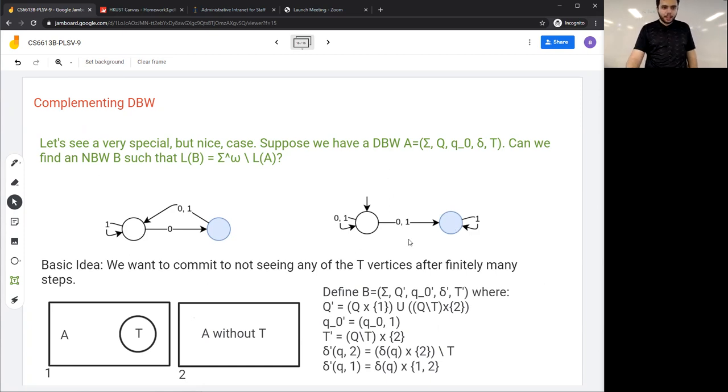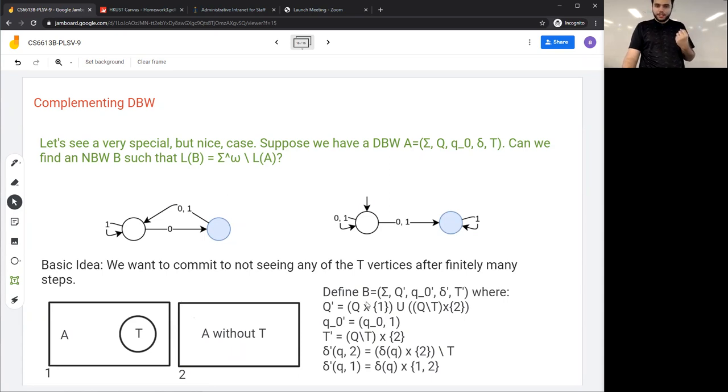So let's say that I have this deterministic Büchi automaton A. What I do is that I just take two copies of A, put them side by side. And what I say is that, okay, you can continue running inside of the first copy, but at some point you have to commit to exiting the first copy and going to the second copy. And when you make this commitment, you cannot see any of the original target states anymore.